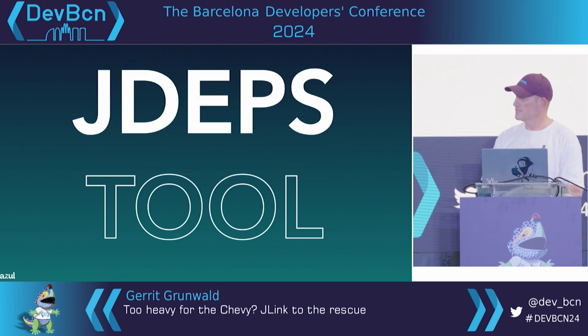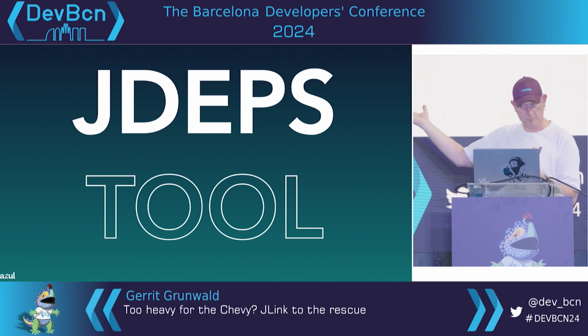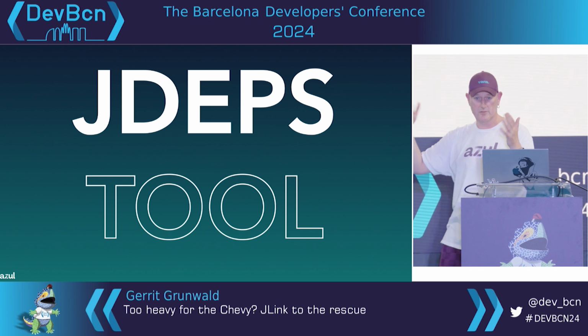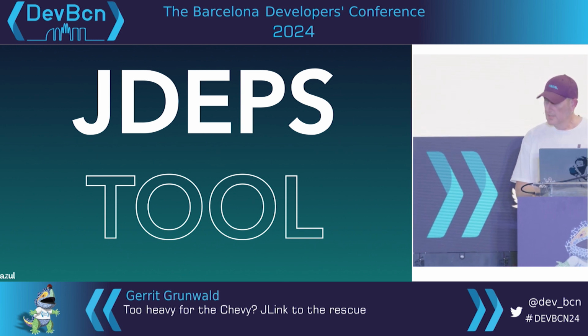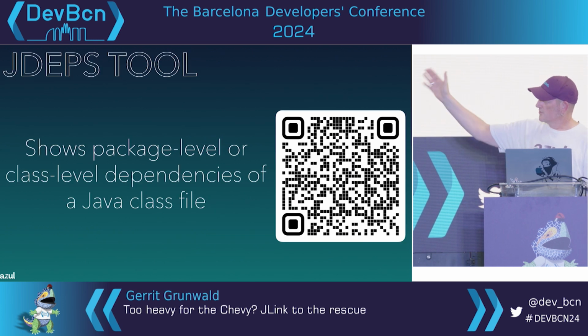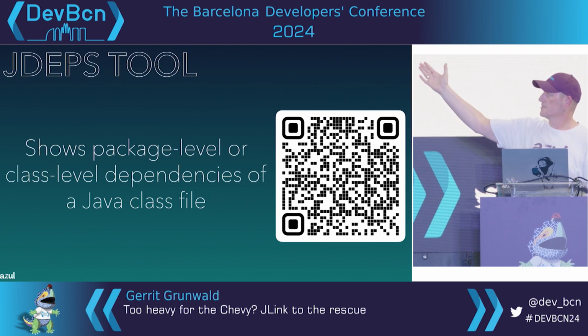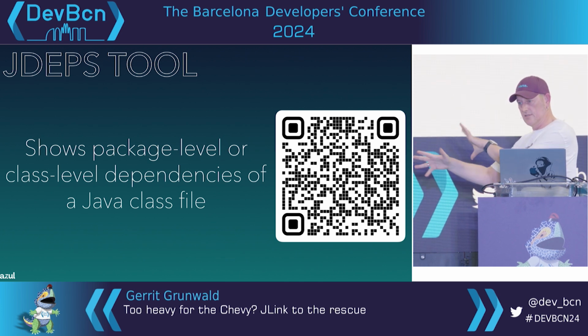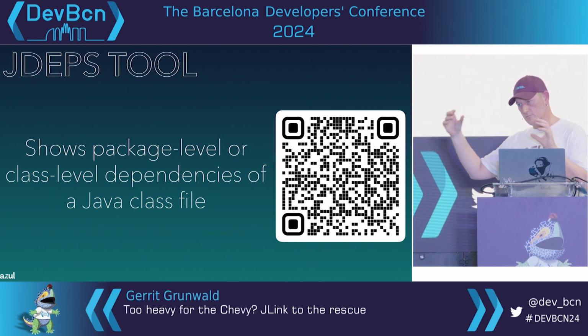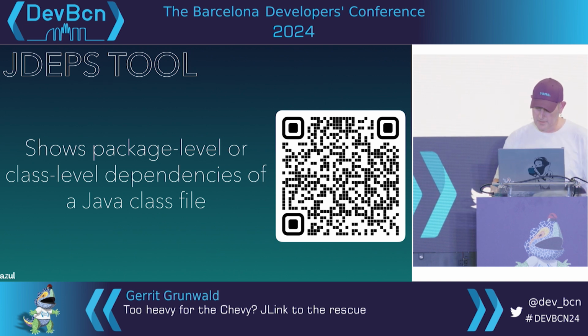Well, there is another tool which is called jdeps. It came at the same time. It's also part of OpenJDK, so you have it on your machine. If you type it in and you have Java home set, it will give you an idea what it is. It shows package level or class level dependencies of a Java class file. That's the idea behind jdeps. So that means you run jdeps on your class files to get an idea which modules are used, and then the output from jdeps you can use in Jlink.